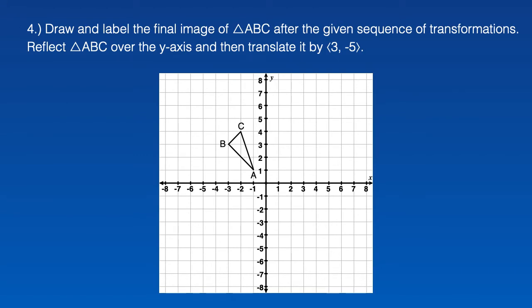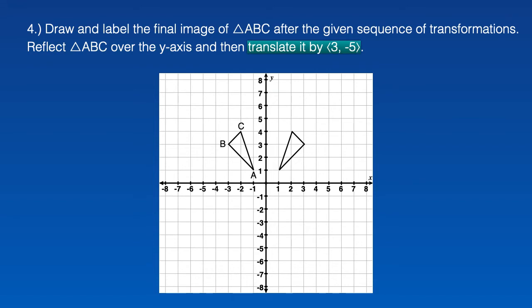Question number 4. Draw and label the final image of triangle ABC after the given sequence of transformations. Reflect triangle ABC over the y-axis and then translate it by a vector of 3 and -5. Okay, so first let's do the first transformation, which is a reflection over the y-axis, and that's going to give us this image.